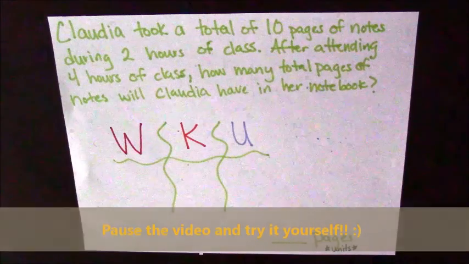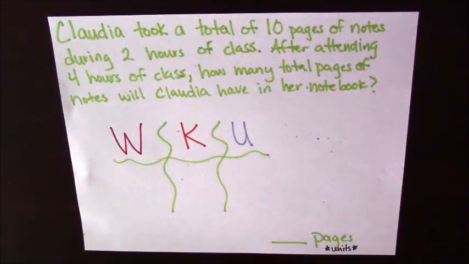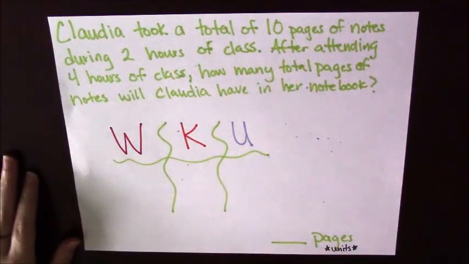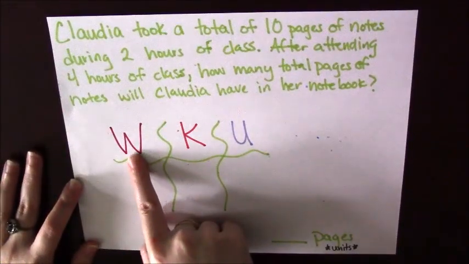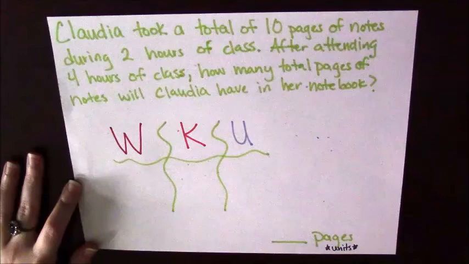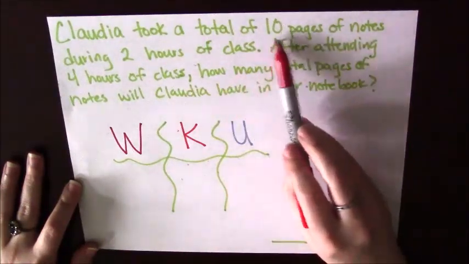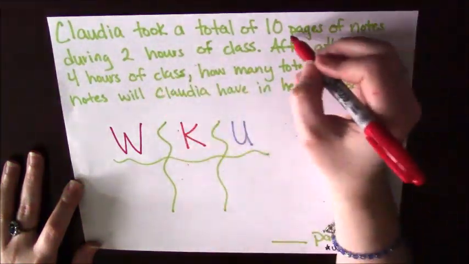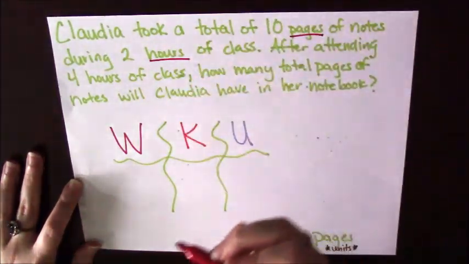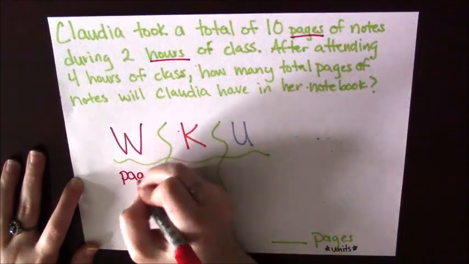Okay, it says Claudia took a total of 10 pages of notes during 2 hours of class. After attending 4 hours of class, how many total pages of notes will Claudia have in her notebook? Again, we start with our WAKU chart. Start with W, words, or what am I comparing? So let's look. In the first sentence, we have 10 pages to how many hours? 2 hours. So we're comparing pages to hours. So I put pages over hours.